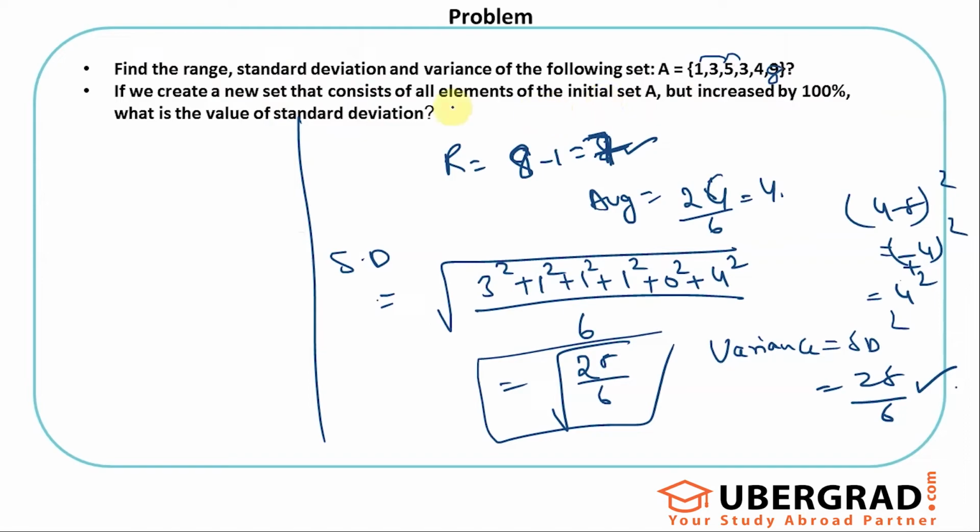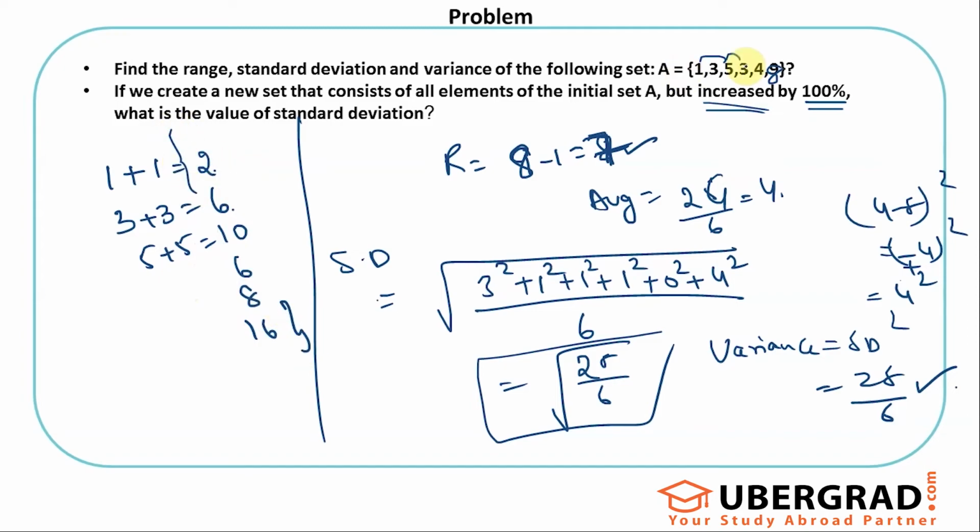And don't get confused by saying that, okay, we're adding something, so maybe it's the constant thing, so it won't change. No, that will change. Why? Because I'm increasing by percentage. When I increase or decrease by percentage, what it basically means is this, right? 1 increased by 100%, basically 1 becomes 2. 3 increased by 100% means 3 becomes 6. 5 increased by 100% becomes 5 plus 5, 10. Similarly, the data will be 6, 8 and 16. So when I increase each element by 100%, basically I am doubling it. That's what it means, right?